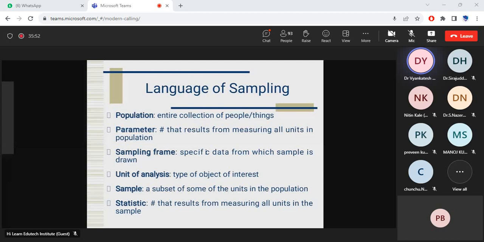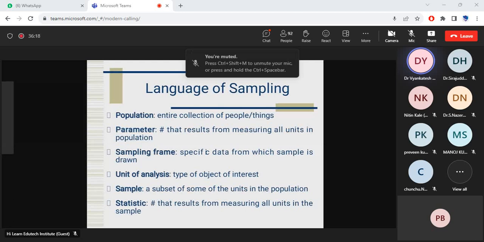The sampling frame is the specific data from which the sample is drawn. The unit of analysis concerns the types and objects of interest. The sample is a subset of the units in the population, and the statistic is the result from measuring the units in the sample.